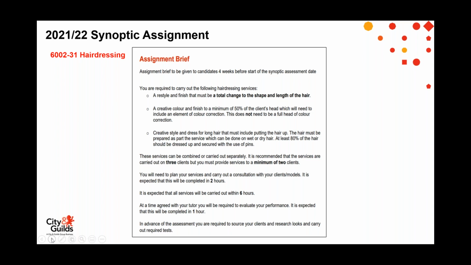So really important that the candidates think about this, because they are now level 3 candidates. So your colour and cut, if they're on the same client, should enhance each of them. The other thing that you need to be aware of, that male and female models can be used, providing you're meeting the criteria of the brief and that the cut is a restyle and it meets the brief. You can use male or females, it's not a problem.